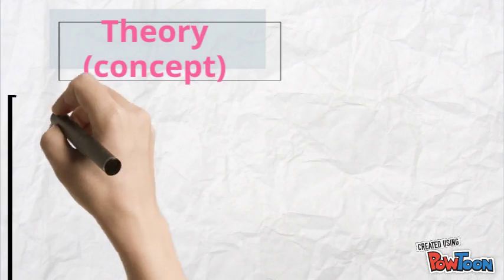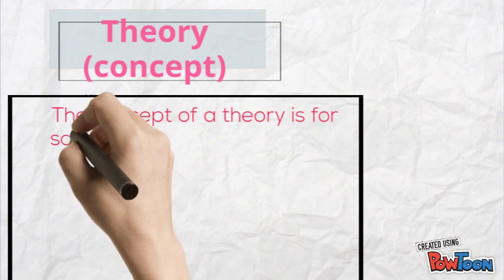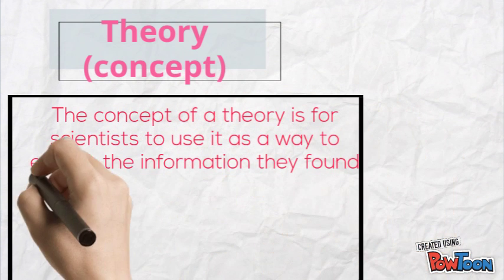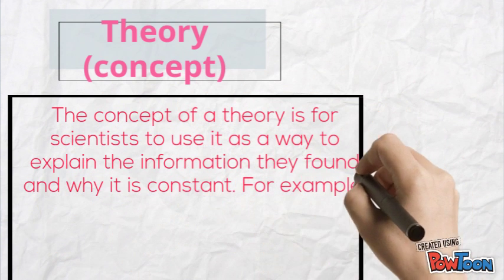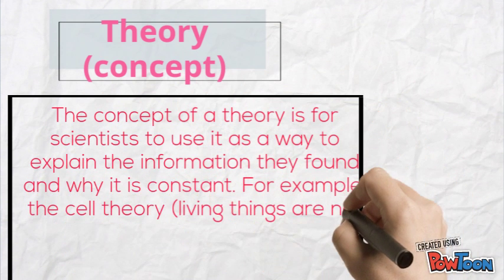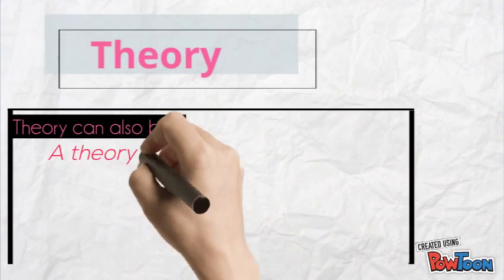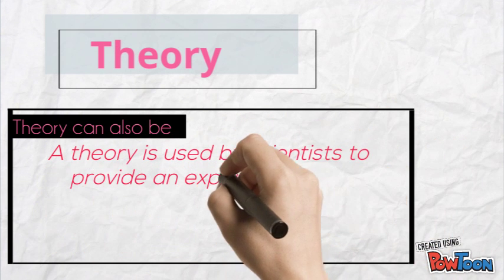The concept of a theory is for science to use. It is a way to explain the information they found. For example, the cell theory, that living things are made of cells, or the Big Bang, how the universe began. A theory is used by scientists to provide an explanation for a phenomenon.